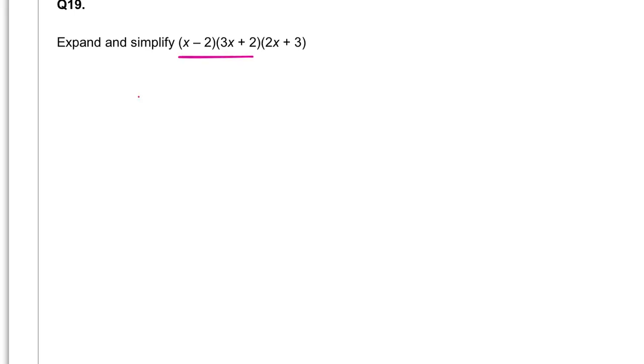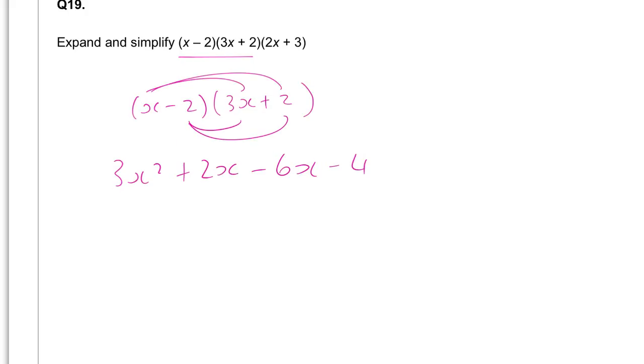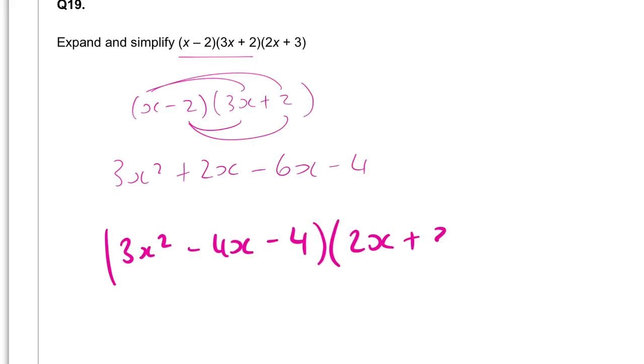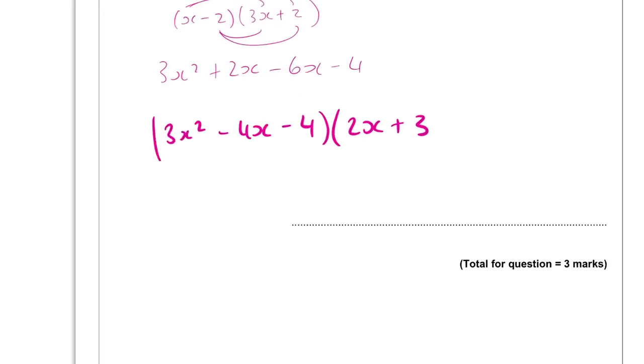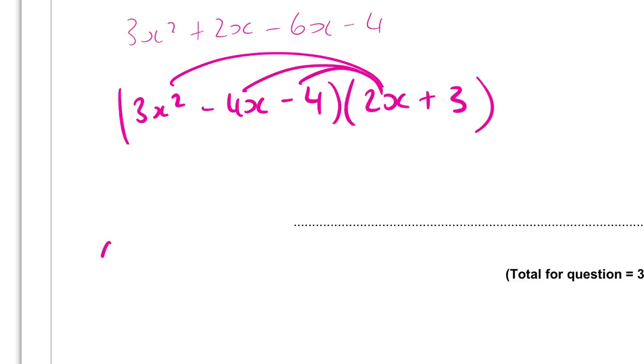Go. Okay, guys. So, first step, you're going to expand the first two. So you're going to get 3x squared plus 2x minus 6x and minus 4. We're then going to simplify it. Remember we've got the like terms here, and then 2x plus 3. Now, what I like to do to make my life easier, multiply everything by 2x first, and then by minus 3. So I get 6x cubed minus 8x squared minus 8x.